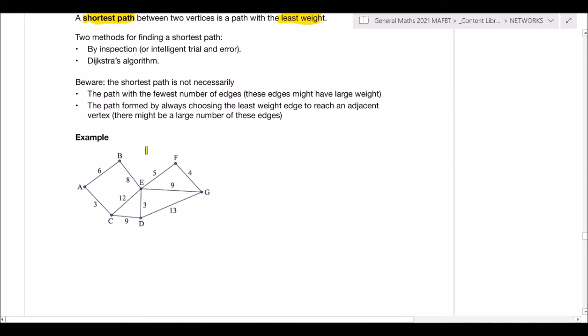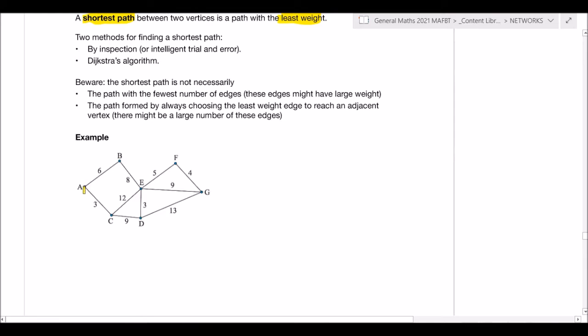Okay? Because sometimes those edges might have really big weights, like for example, that one and that one there. So you've got to watch out for that. And the path formed is not always about choosing the least weight depending on which edge you're at, okay? Because there could be a big weight later on.